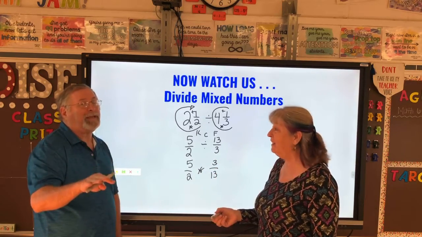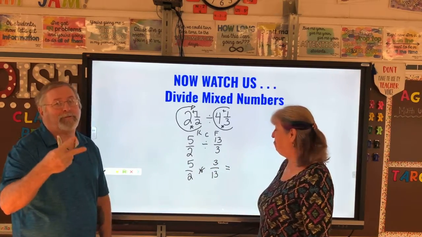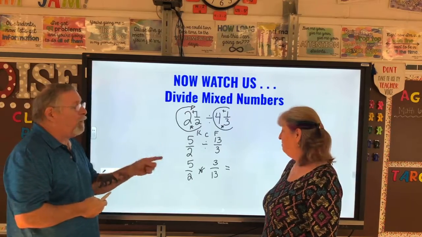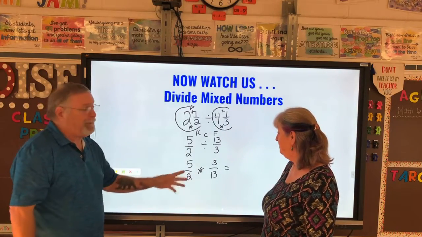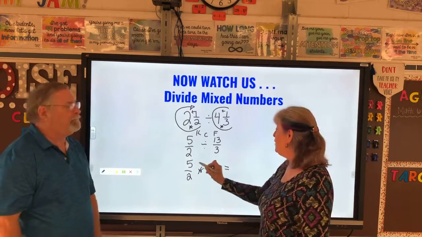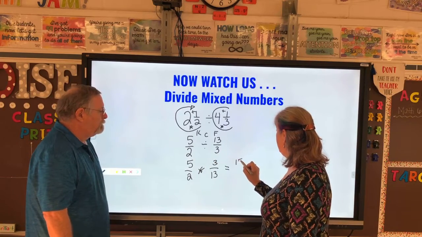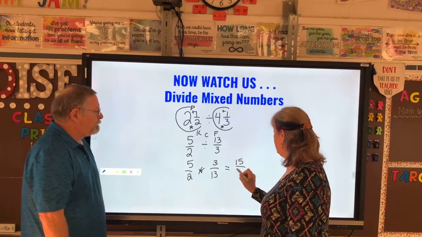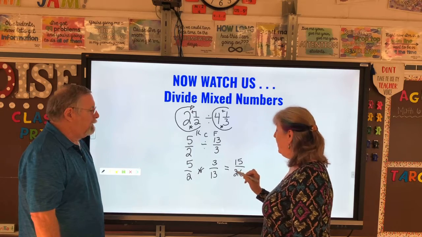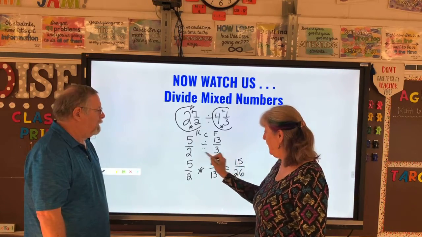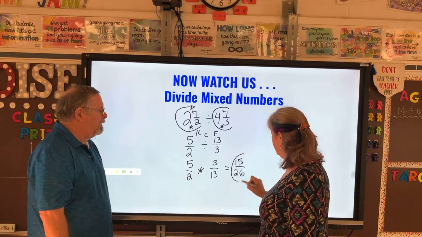So which means if they're all prime numbers, they only have 2 numbers that will divide into them, right? One and themselves. So since none of them are the same, we can't reduce it. So 5 times 3 is 15. 2 times 13 is 26. And with 100% confidence, because I know my prime numbers, this is in lowest terms.